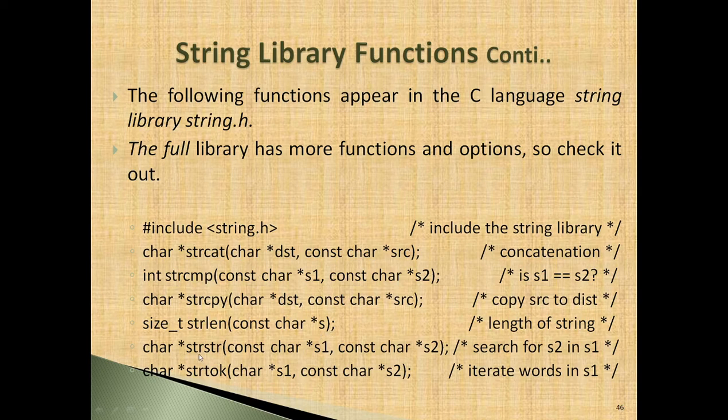Next is character pointer strstr of constant character pointer s1, constant character pointer s2. This is generally used for searching the string s2 in s1. Next is character pointer strtok of character pointer s1, constant character pointer s2. It is used to iterate over the words within s1, or to find out where a word is within s1.